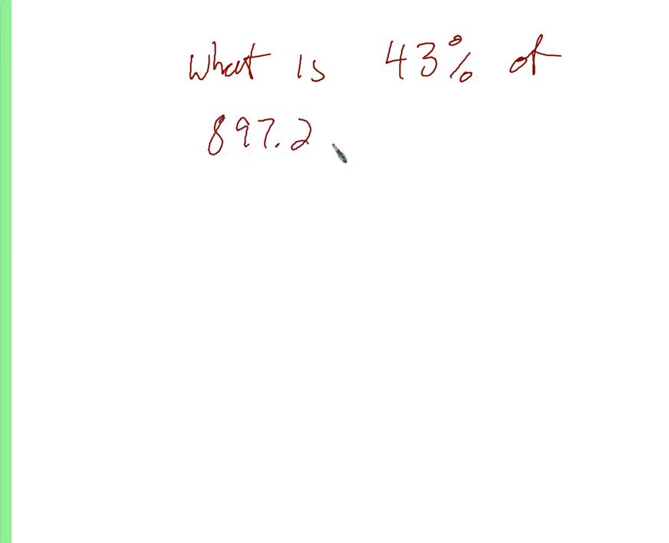Say you want to find what is 43% of 97.2. Set up the proportion. We know we're going to have something per 100, right? That's the percent number. Well, we know we want to wind up with 43%. That means 43 parts to 100 parts. 43 to 100.